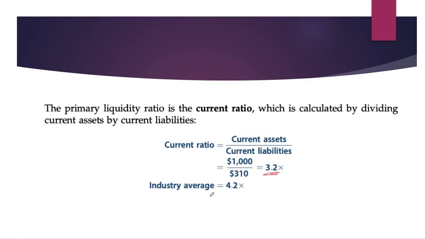On the other hand, the industry average for this corporation, for this example, is 4.2. So our corporation in this example has a lower current ratio than the industry average. In other words, the company that we are talking about in this example is less liquid compared to the industry, because the higher this ratio, the more liquid is the company. It's a liquidity ratio, as we mentioned. So it is below the industry average.